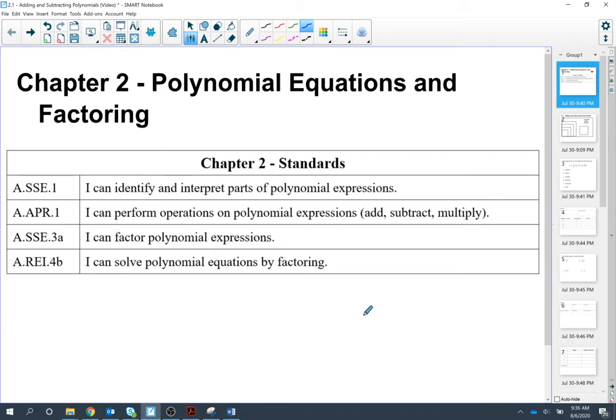So when we start here, we're going to start with 2.1. And we're going to specifically look at identifying and interpreting parts of a polynomial expression. If you don't know what a polynomial expression is, that's fine. We're going to learn it. And then the second one, after we know what a polynomial expression is, we're going to perform operations on those, which means we're going to add, subtract, and multiply. So those are going to be the first couple sections, and I will go over these standards again as we get there. And then we're going to leave the second 2 for the second half of the chapter.